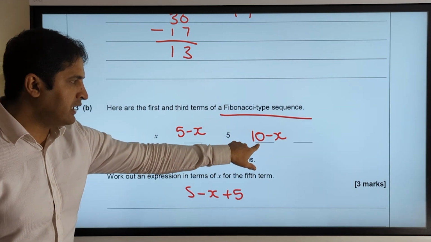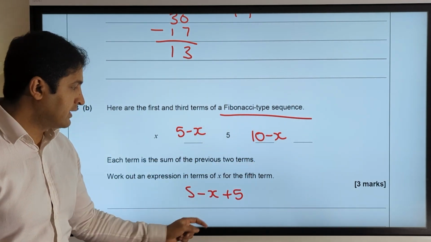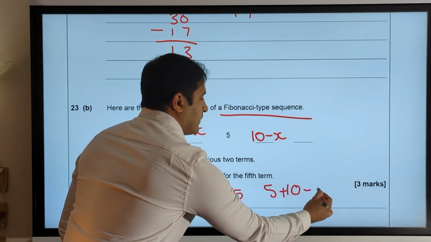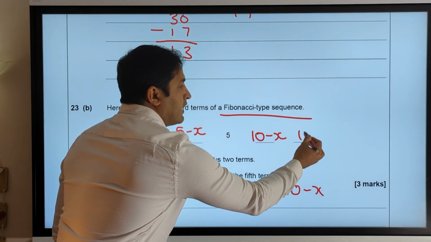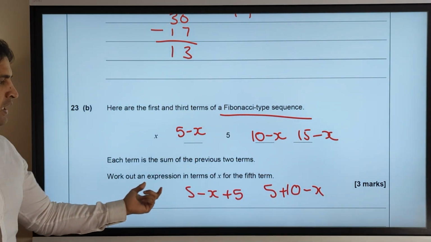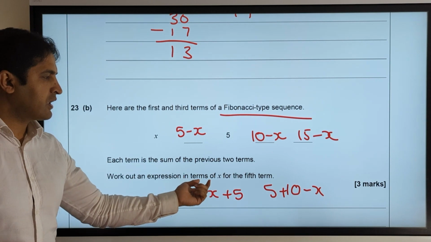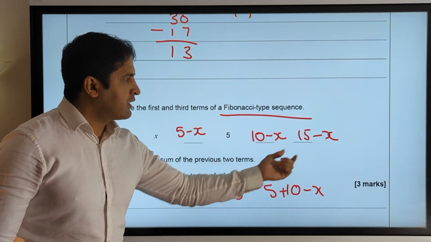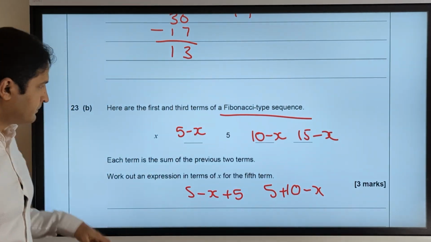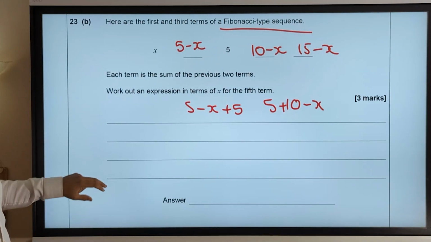Now, when I add these two together, 5 and 10 minus x, we get the next one. So let's do that. 5 add 10, take away x. So what's 5 add 10? It's 15. Take away x. So those are the three missing terms. That's what they needed to do. Work out the expression in terms of x for the fifth term. So the fifth term here is going to be 15 minus x. Again, 3 marks.